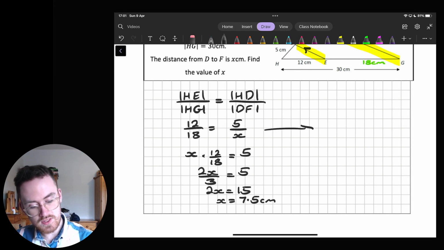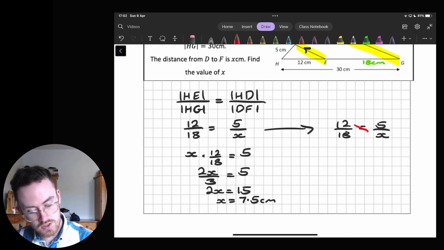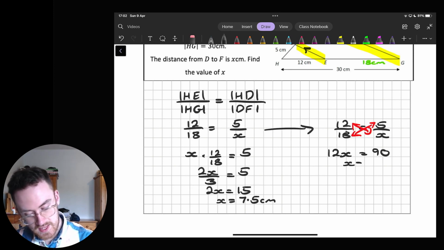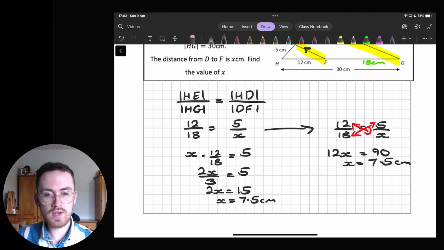Now another way that we could take this one here is to do some cross multiplication, which might be where your brain went immediately. So multiplying these two and multiplying these two by each other. So we get 12x is equal to 18 by 5, which is 90. And then we get that x is, again, 7.5 centimeters. Okay, so either way it works. They both give us the same answer.